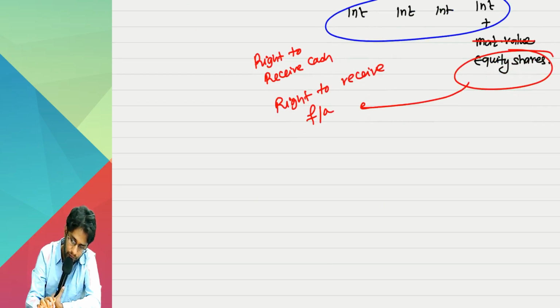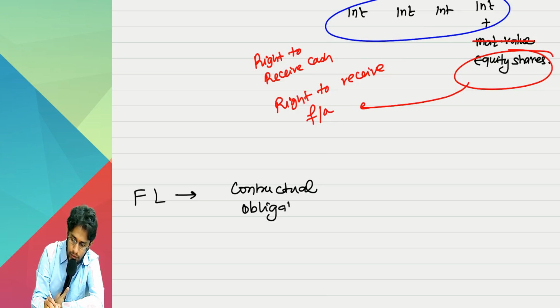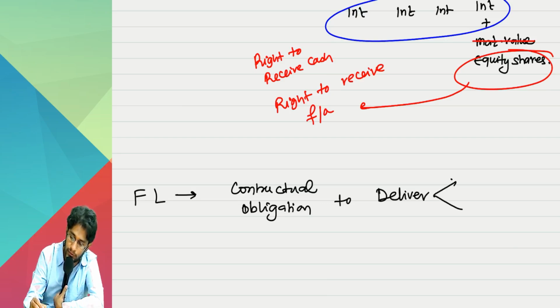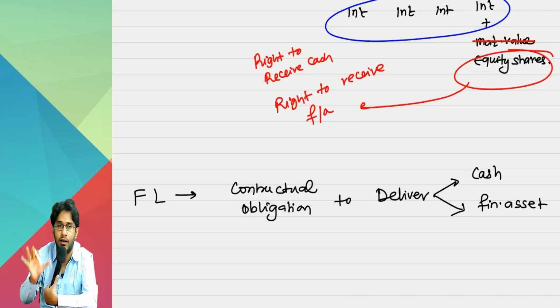Now, for financial assets, 3 points we have discussed, but for financial liability only 1 point we are talking about now, which is a contractual obligation to deliver. That means you should pay what? Pay to somebody, either cash or any other financial asset to another party. Then this obligation is called a financial liability.